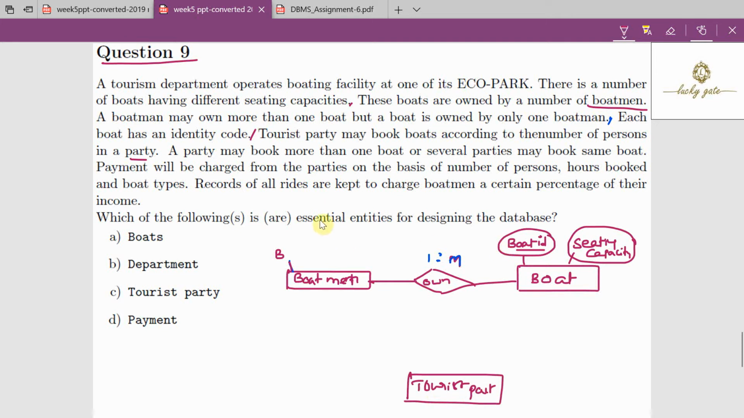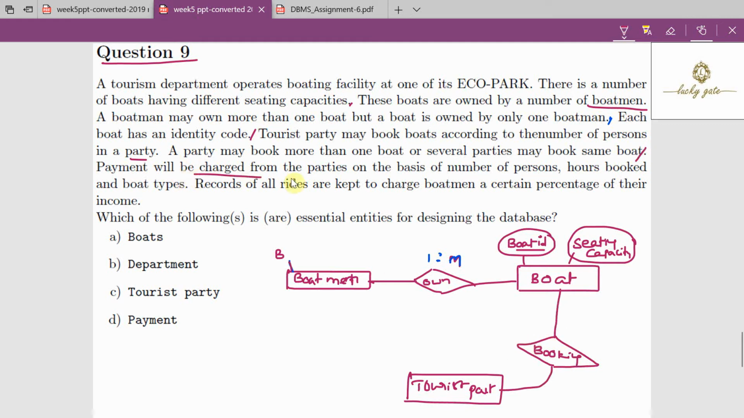A tourist party may book more than one boat, or several parties may book the same boat. So between tourist party and boat there can be a relationship called booking. A tourist party makes a booking to a particular boat. So booking is a relationship.